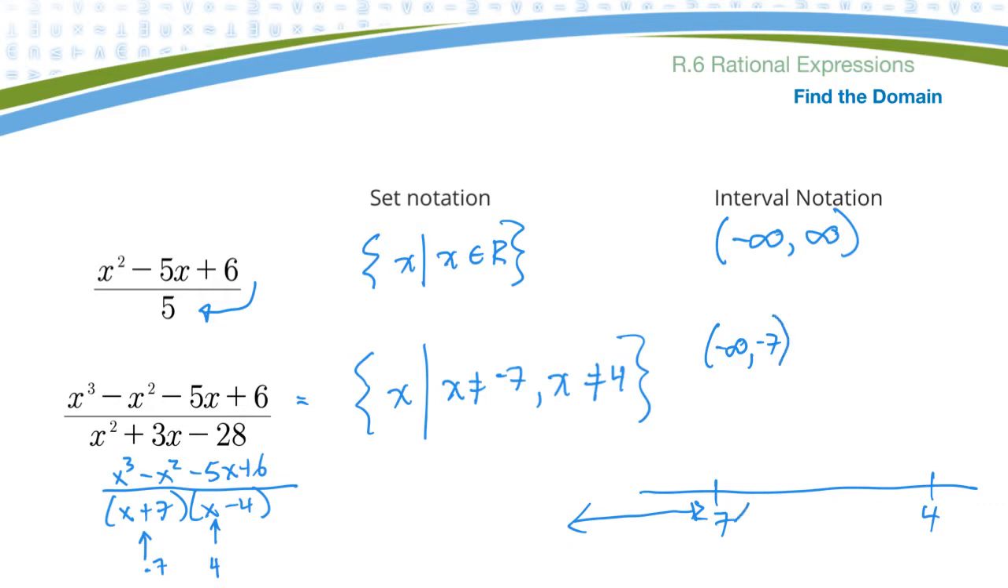Then from negative 7 to positive 4, it works too. Negative 7 to positive 4, not including either of those. And then from 4 up forever. So from 4 to infinity, that works as well. Again, curly brackets to say it doesn't include that. And then you'd say the union of both of those.